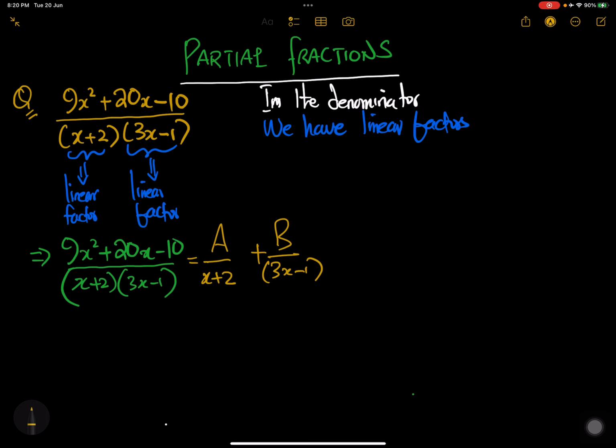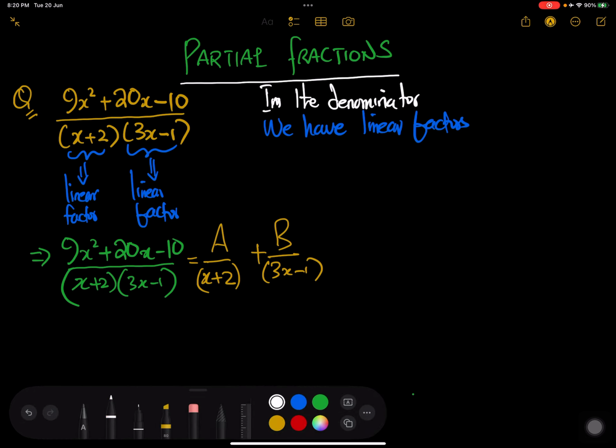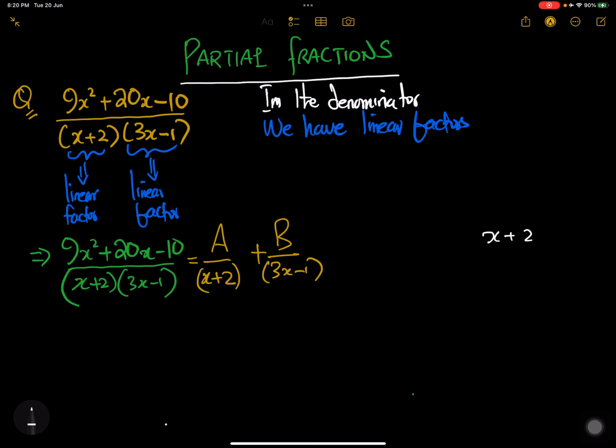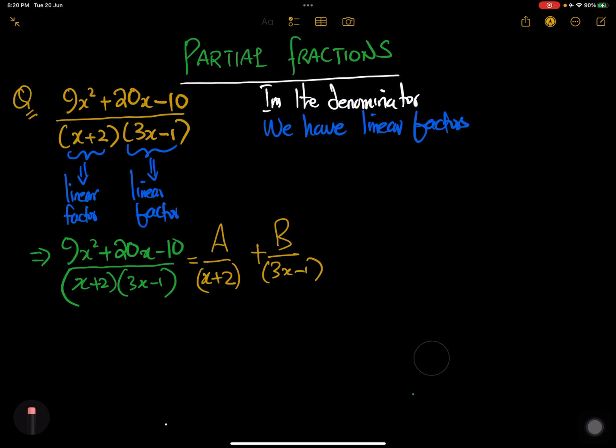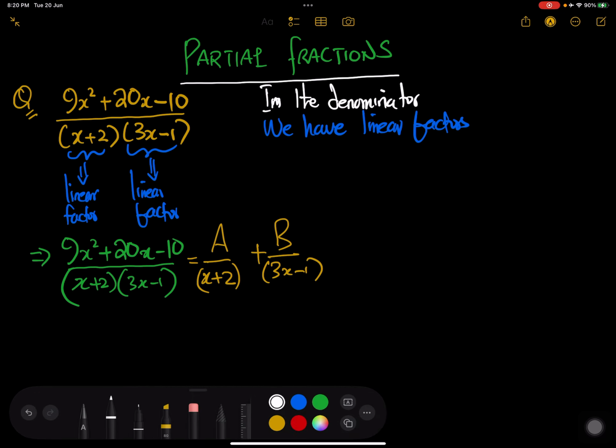We are doing this because the factors in the denominator are linear, and I know you know how to identify a linear factor or a linear expression. We discussed this the other time, but let me quickly explain. If you have x plus 2, it's a linear factor because the degree here is 1. If we had x squared plus 2, then it's a quadratic because of this degree. So the linear factors in the denominator are what warrant us to use two constants to represent each linear factor.